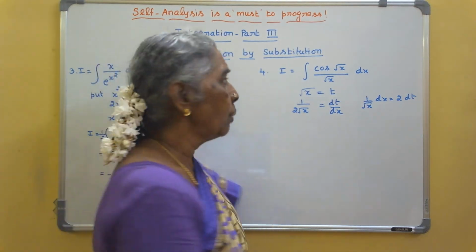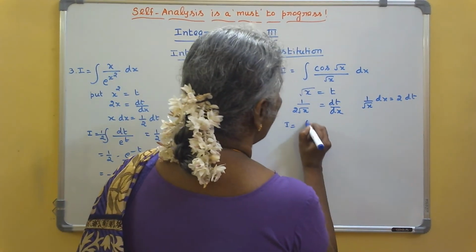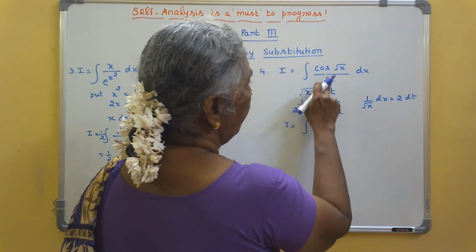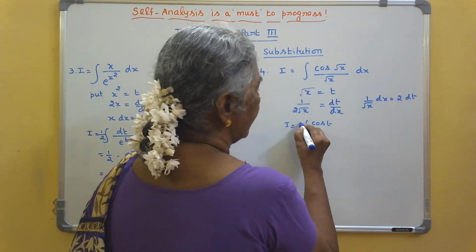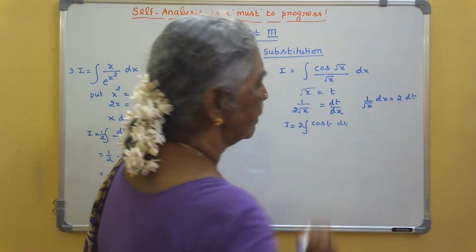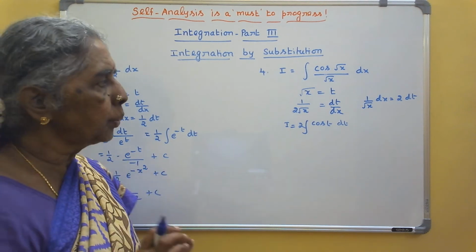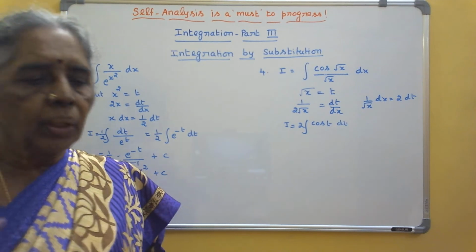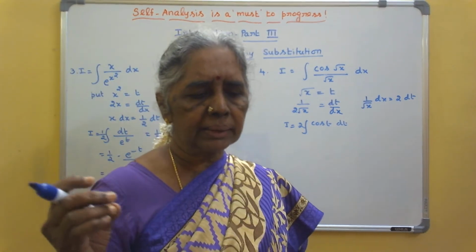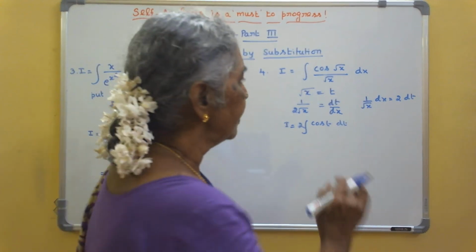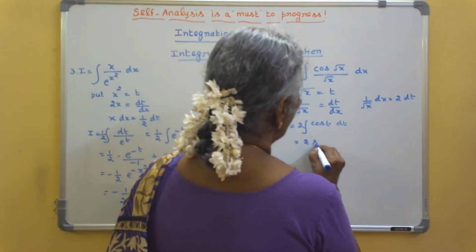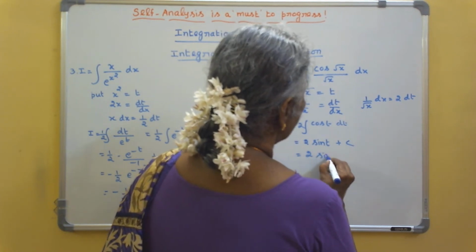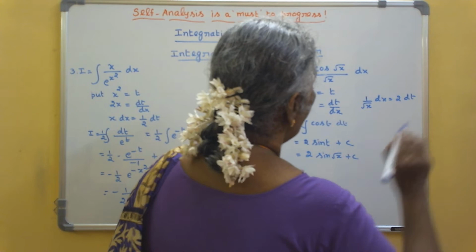Okay. So now your I will be equal to integral cos t. This becomes cos t, and this 1 by root x dx becomes 2 dt. Put the 2 here. You will get a dt. So you got 2 integral cos t dt. So this is a straight function. You know the integration of cos t, that will be sin t. So you will get here 2 sin t plus c. What is t now? Root x. So 2 sin root x plus c.